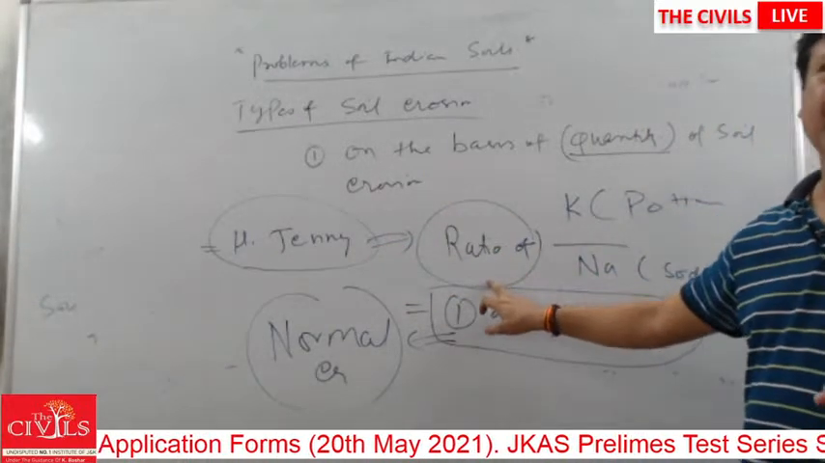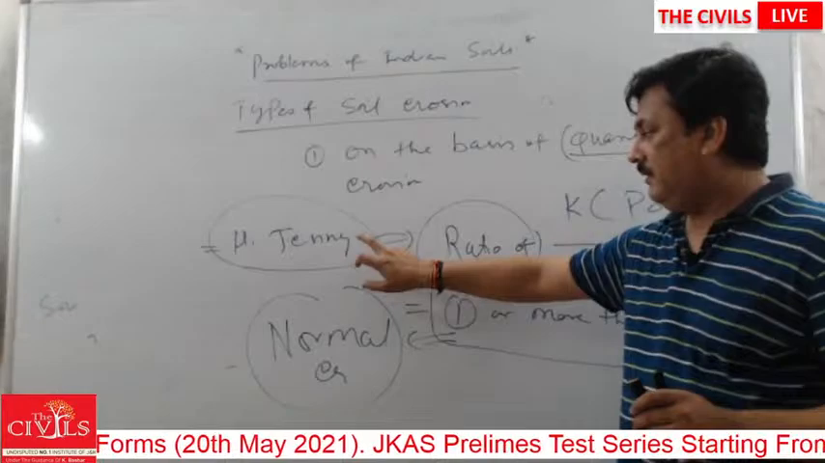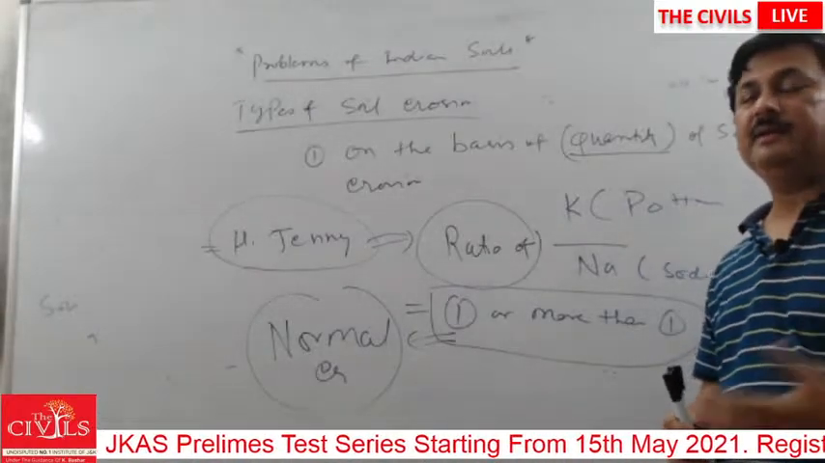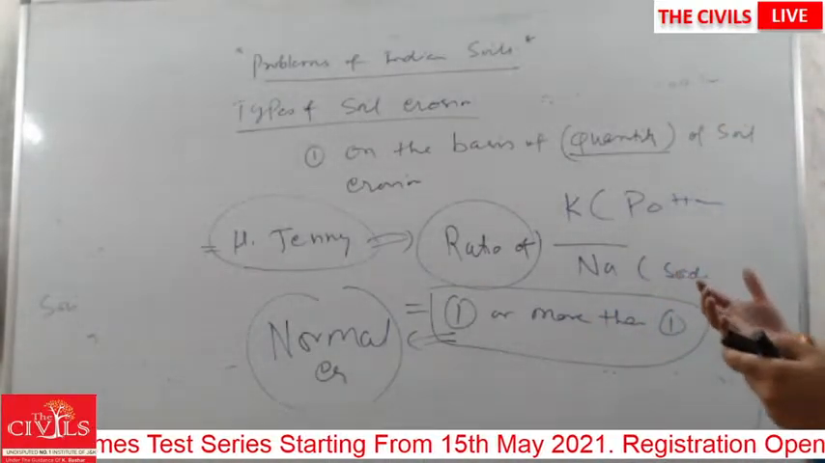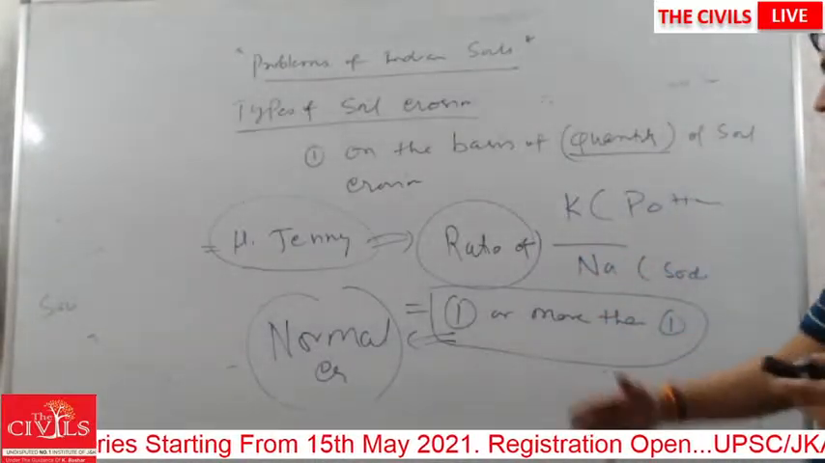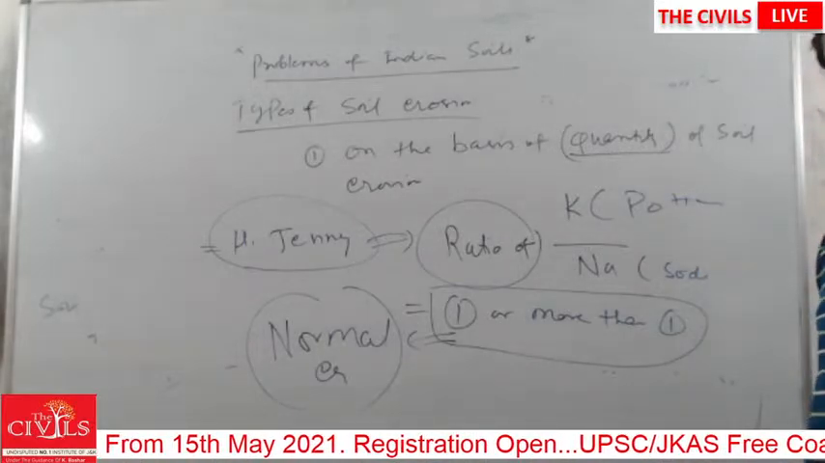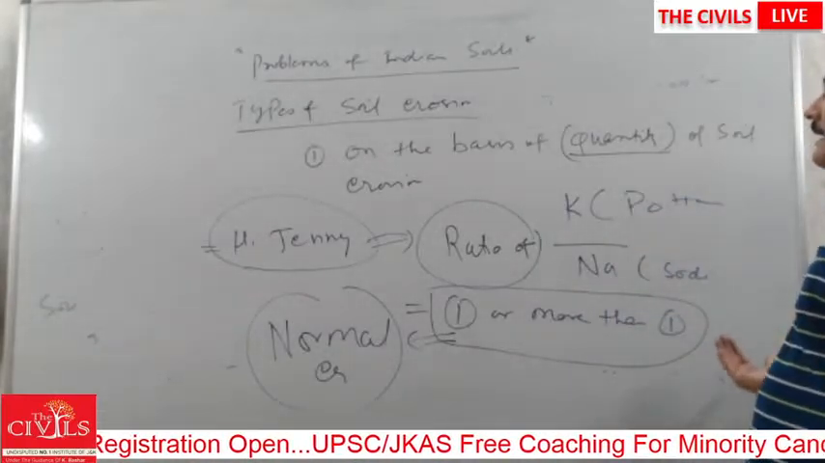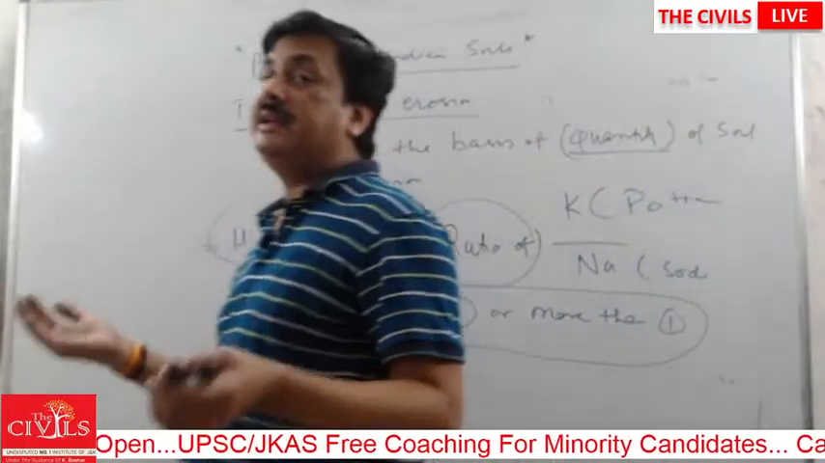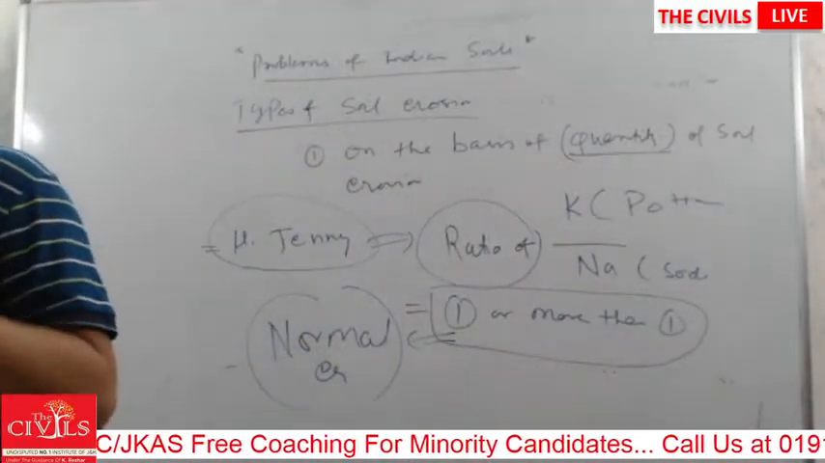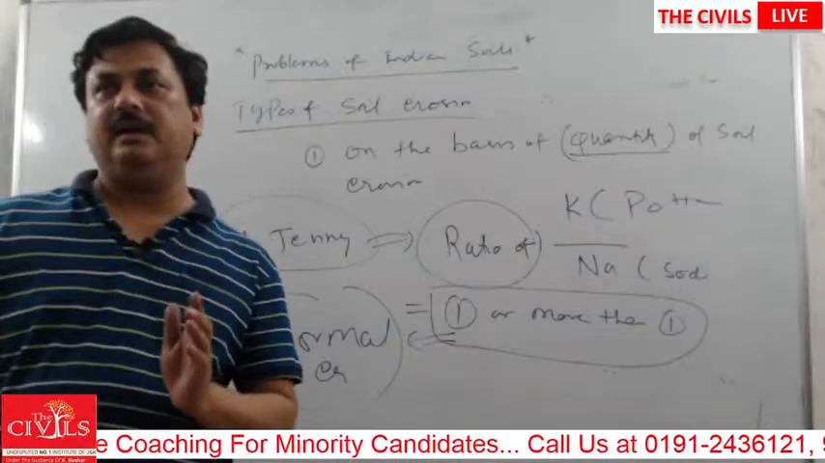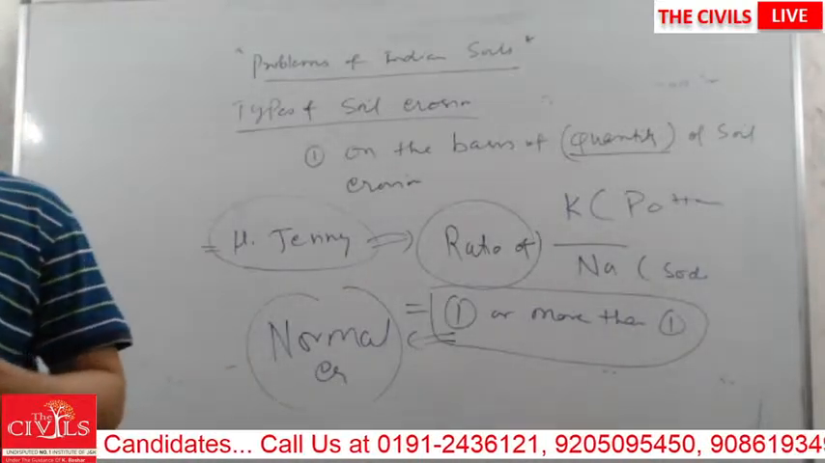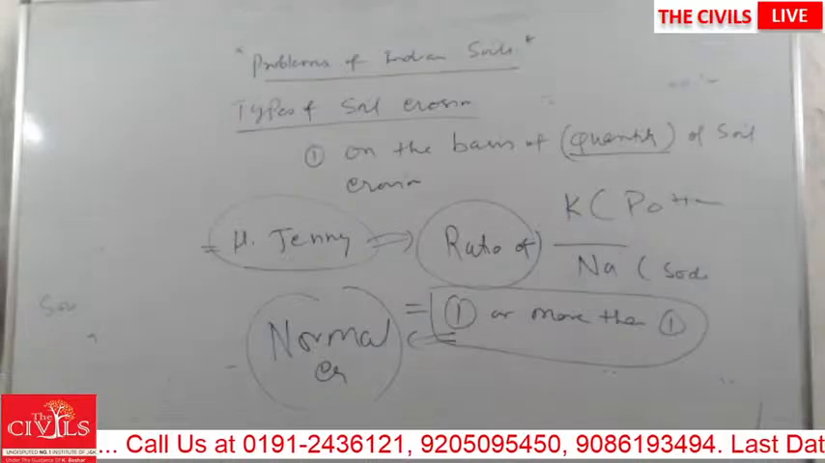And H. Janey devised a formula to determine the state of soil erosion, and the formula is the ratio of potassium upon sodium. If the ratio is 1 or more than 1, then the erosion is termed as normal soil erosion. And if the ratio is less than 1, it is called catastrophic soil erosion.